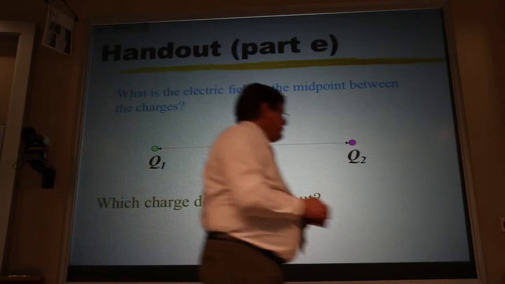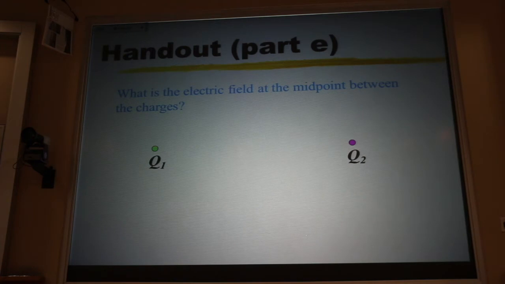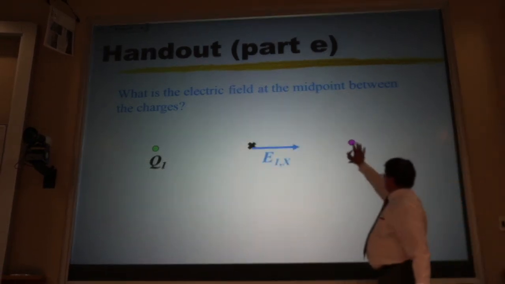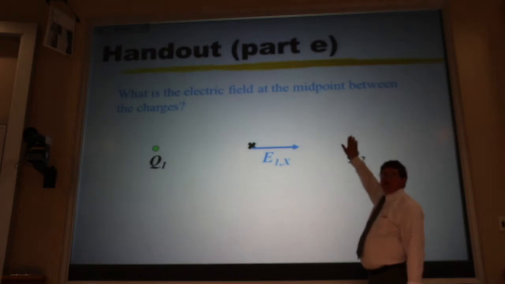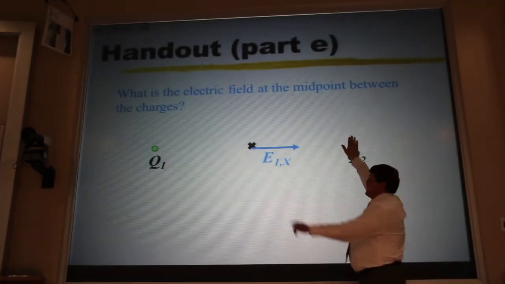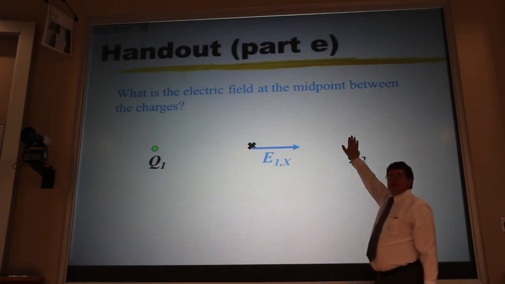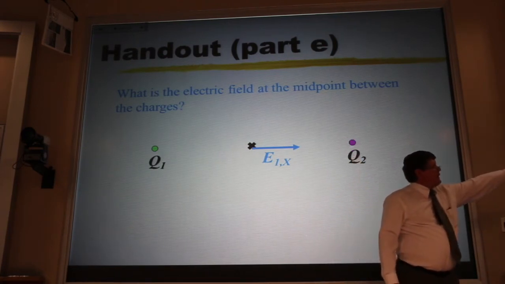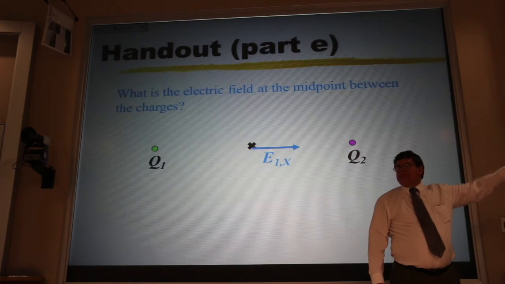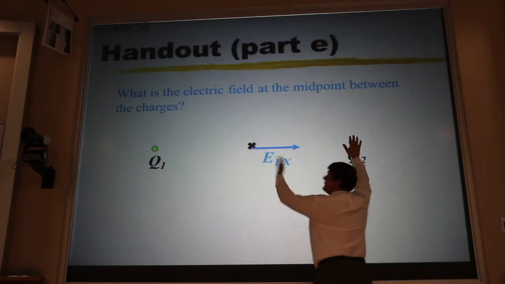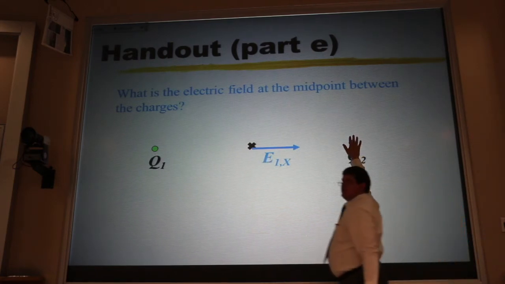So what we do is we first of all pretend that Q2 does not exist. And we calculate the electric field due to Q1 alone. And so in this formula, I would put Q1. And it's to the right because it's away from the positive source.